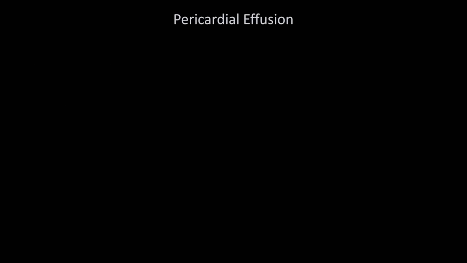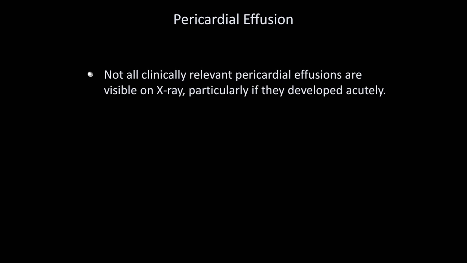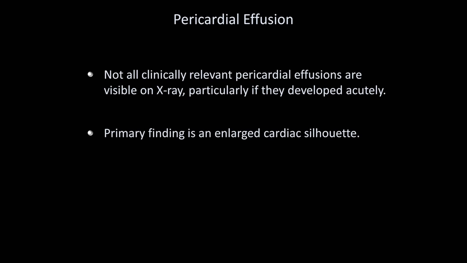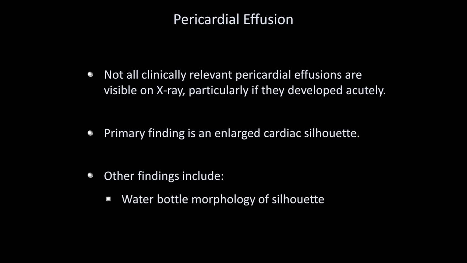Moving on to pericardial effusions, not all clinically relevant effusions are visible on X-ray, particularly if they developed acutely. That's because pericardial tamponade, a condition where diastolic cardiac filling is impaired due to high intrapericardial pressure, is dependent on both the volume of fluid within the pericardium as well as the speed with which the fluid accumulated. The primary finding of an effusion is an enlarged cardiac silhouette. Other findings include what is frequently called the water bottle morphology of the silhouette, as well as something called the Oreo cookie sign.